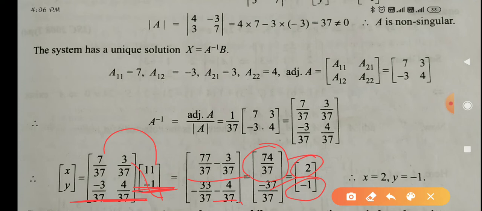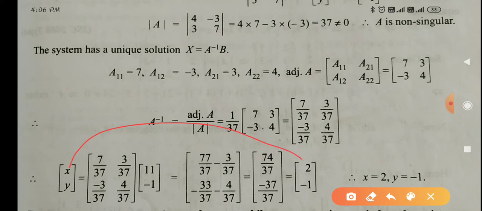When you compare, you can see like this, you can compare x, y. So x equals 2 and y equals minus 1. So like this you can solve. One more example I am taking so that you can understand well.